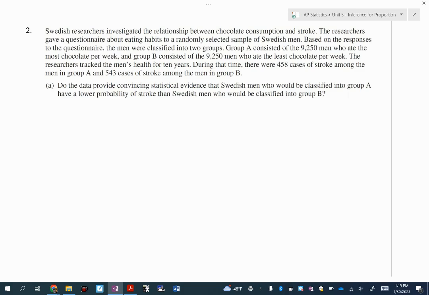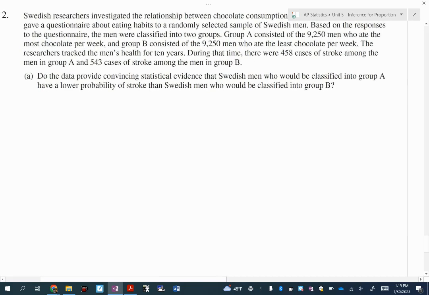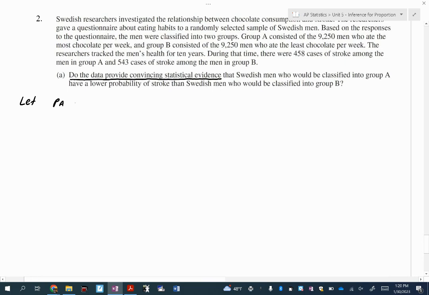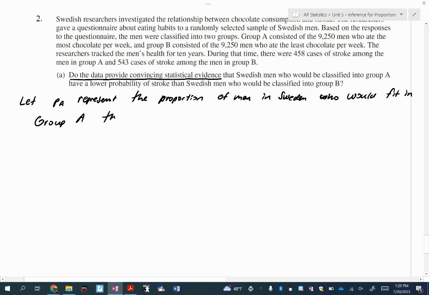So the first thing I'm going to do is define my two parameters. The reason I know it's going to be running a test is because of the phrase, "do the data provide convincing statistical evidence?" The moment I read that, I know they want me to run a test. So let P subscript A represent the proportion of men in Sweden who would fit in group A that suffered a stroke during these 10 years.